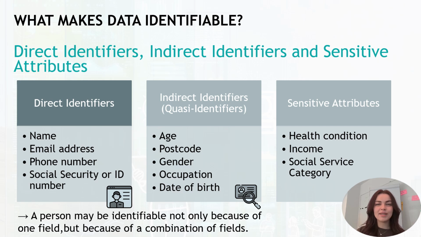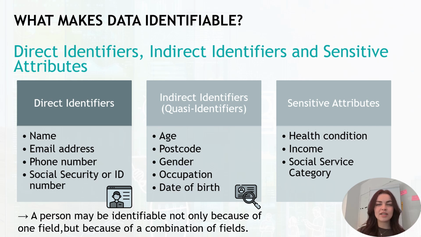The first step is to distinguish between three different kinds of information. First, direct identifiers point straight to a person, such as a name or ID number. Second, indirect identifiers do not identify a specific person on their own, but they may do so in combination. These are often called quasi-identifiers.